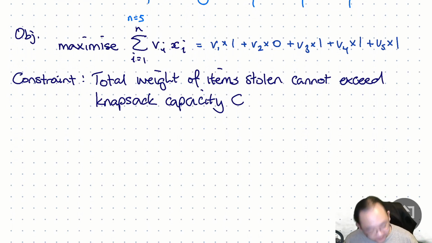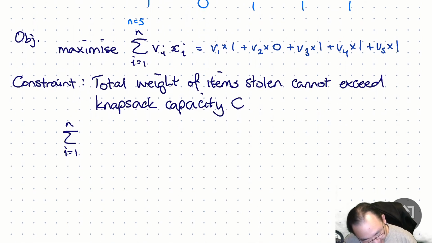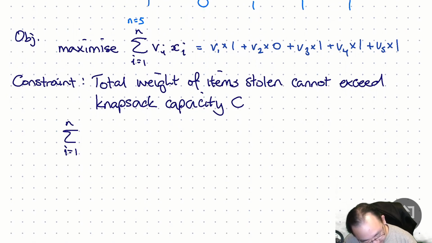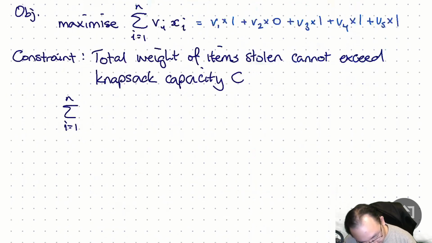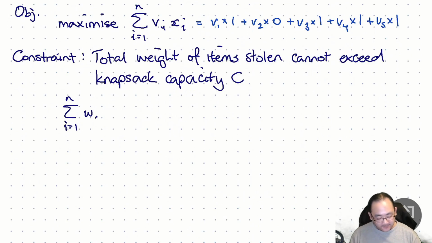The constraint in this case would effectively be, once again, we want to use the binary variables. We only want to include the weights of those items we do steal. I will actually write down the constraint first. There will be i equals 1 up to n, where n equals 5 as before. But instead of v, we're going to use the weight, the weight variable w. So this would be wi xi, and then this is going to be less than or equal to C, which is our capacity.